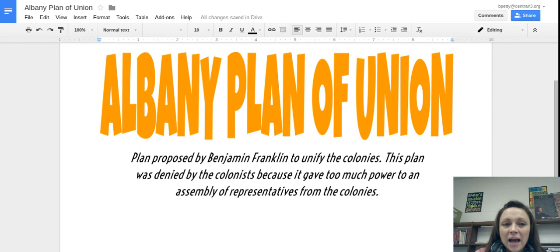This plan was denied by the colonists in 1754 because they felt that it gave too much power to an assembly of representatives from the colonies. Now, this is kind of ironic to me because the Albany Plan of Union was going to create a representative assembly, a group of people elected by citizens from a state. A group of elected representatives coming together to make laws for everybody sounds vaguely familiar. That sounds like our Congress today. So what our colonists were originally totally against is what we ended up with anyway, which I think is kind of funny.